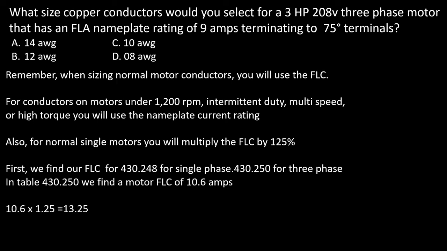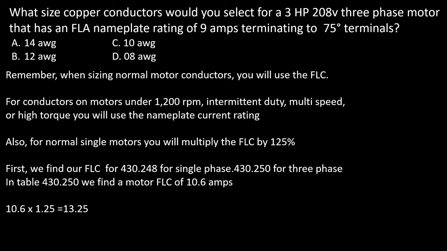All right, now we have to multiply it by 1.25. So we're going to take 10.6, multiply that by 1.25, and that's going to give us a new amp draw of 13.25. That's going to be the amperage that we size our wire by. So we take that 13.25.